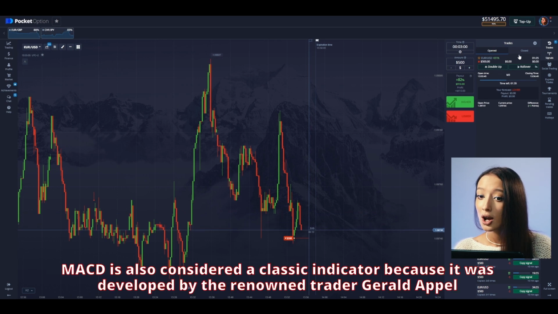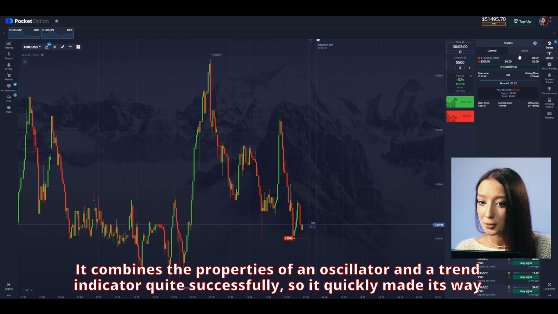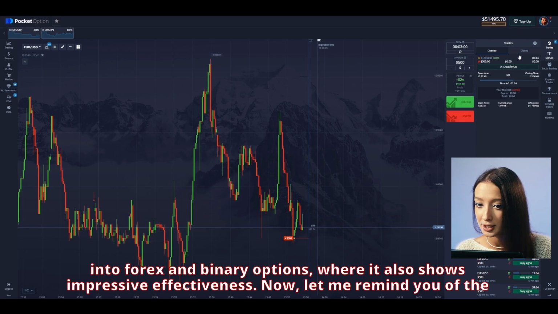MACD is also considered a classic indicator because it was developed by the trader Gerald Appel back in 1979 for the stock market. It combines the properties of an oscillator and a trend indicator quite successfully, so it quickly made its way into forex and binary options, where it also shows impressive effectiveness.